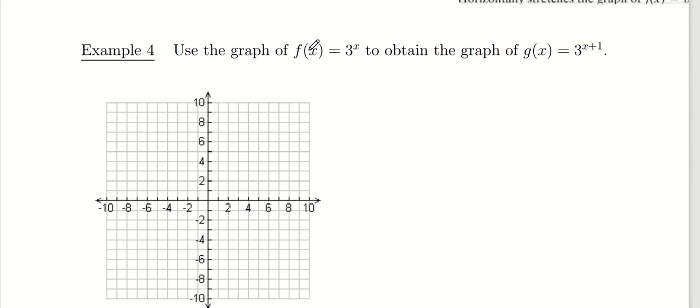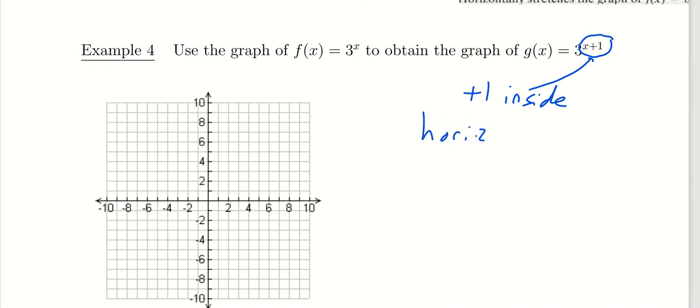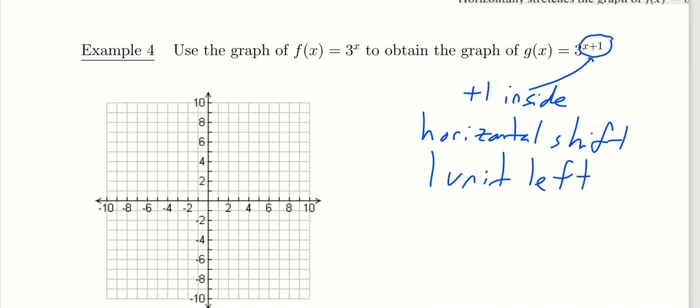For example, if they want us to use the graph of 3 to the x to obtain the graph of g of x equals 3 to the x plus 1, the first thing we want to do is relate the two. The plus 1 is happening on the inside of the function, which for an exponential function is the exponent. And we recall that if you add 1 inside the function, that's going to be a horizontal shift, in particular a horizontal shift to the left. So it horizontally shifts one unit to the left.